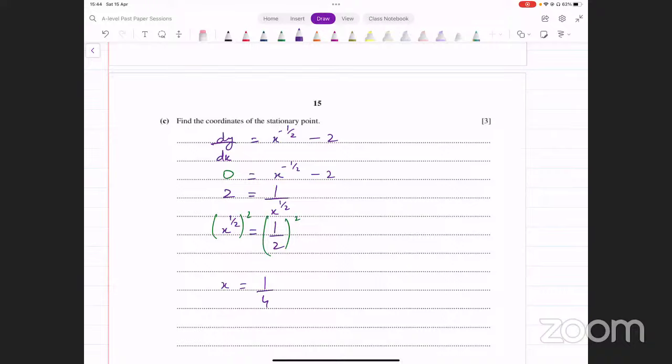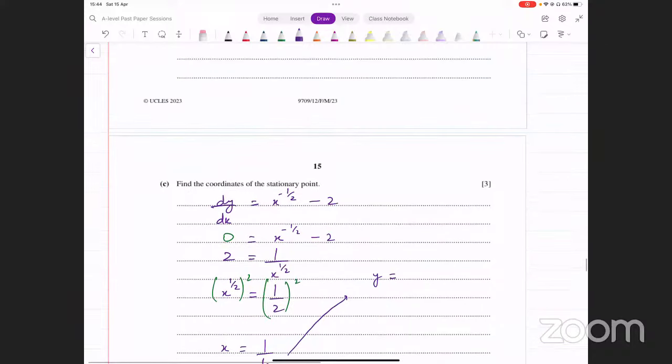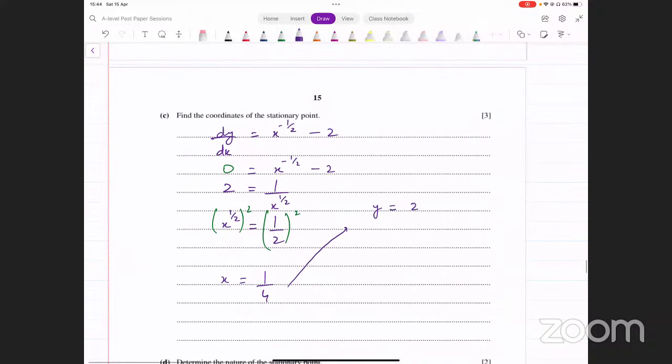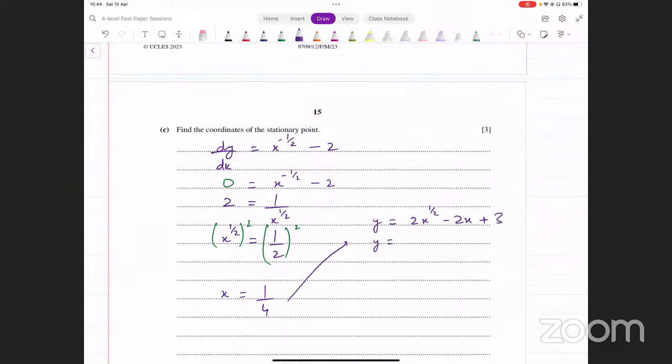वो कैसे आएगा, इसको function में input कर दें. आपने curve की equation अभी निकाली है. Y equals 2x raised to power 1 over 2. Let me write that here. 2x raised to power 1 over 2 minus 2x plus c. C was 3 here. इसके अंदर वो input कर दें और देखिए आपके पास क्या आता है. 2 into 1 over 4 raised to power 1 over 2 minus 2 into 1 over 4 plus 3, and this gives me 2 over 2, that's just 1, minus 1 over 2 plus 3, and that should turn out to be 3.5 or 7 over 2.